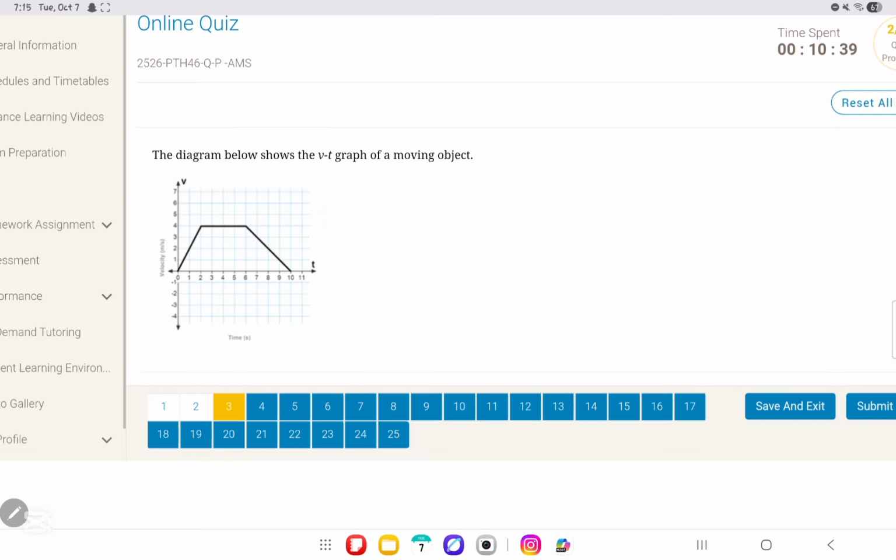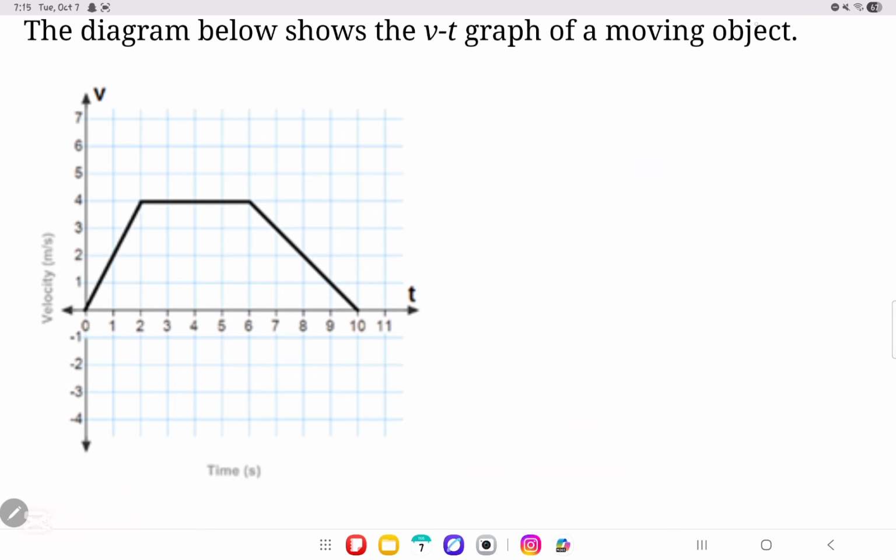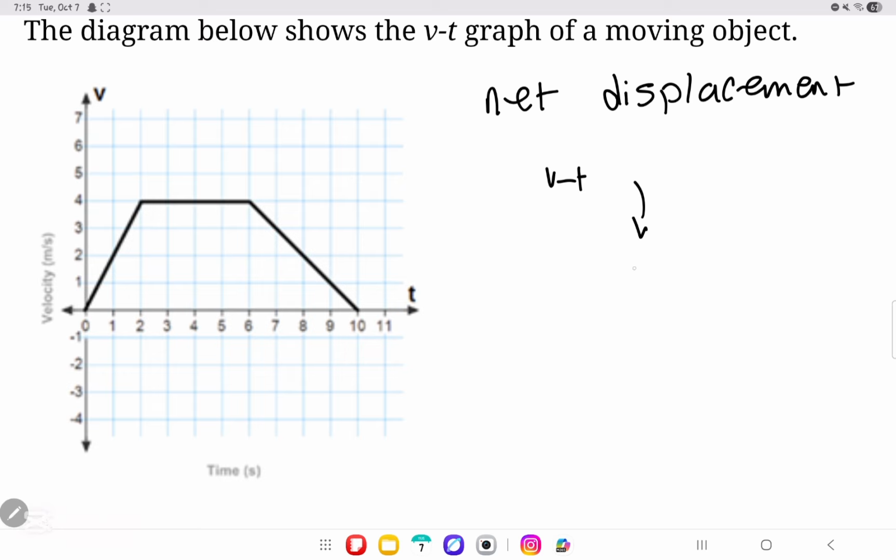Now we'll move on to the net displacement. How do we find the net displacement in a VT graph? It's very simply the area of the graph. So what we need to do is find the area of the graph. We are given a trapezoidal shape. So what's the area of a trapezoid? It's going to be base 1 plus base 2 times the height over 2.